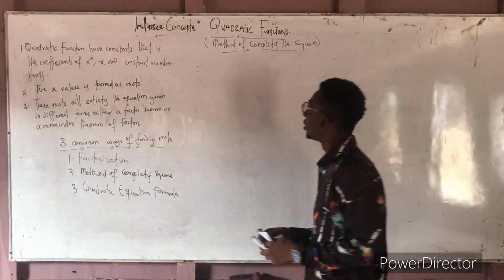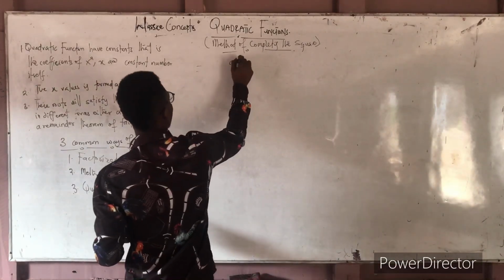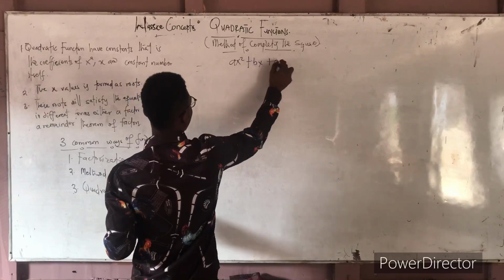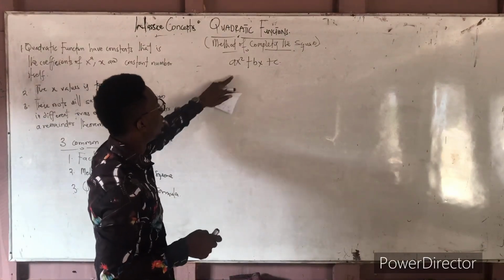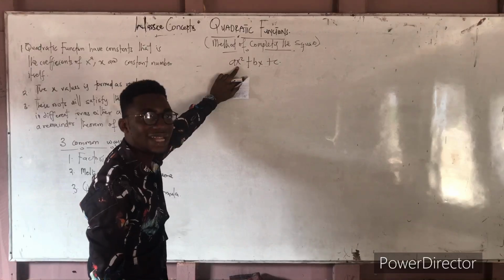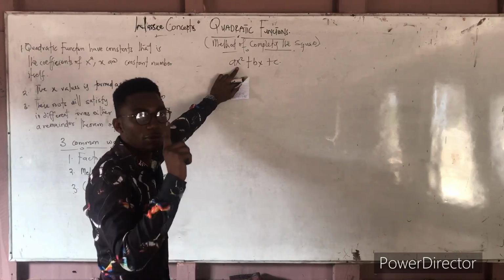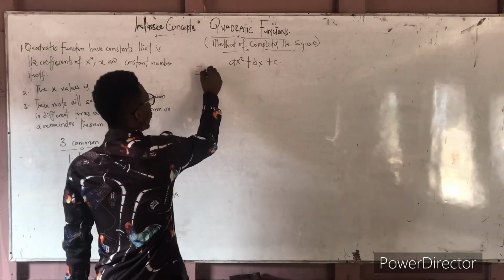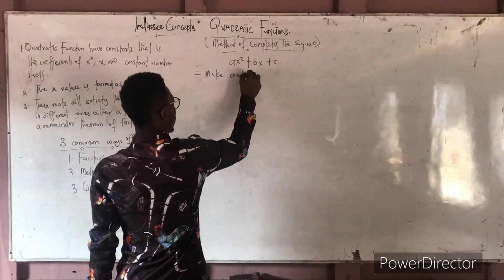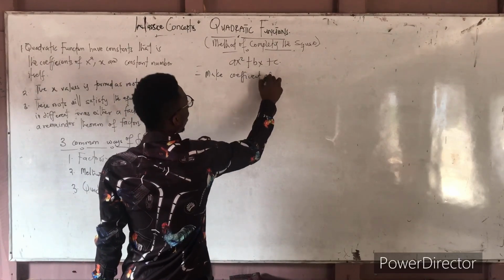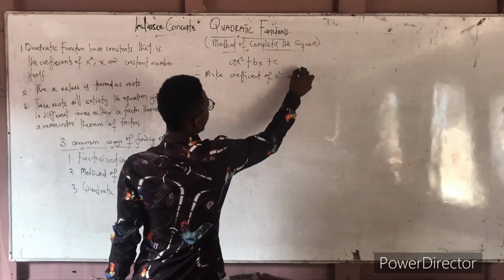Now we have ax squared plus bx plus c. With the method of completing the square, the first step is that we should make the coefficient of x squared be 1. So the first step is to make the coefficient of x squared as 1.